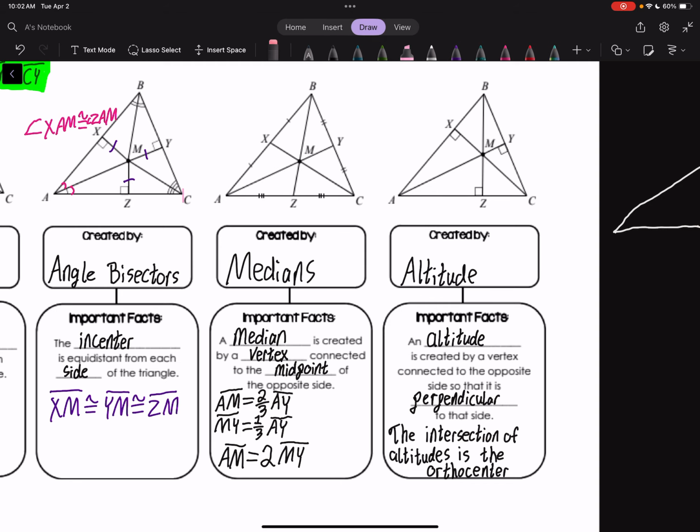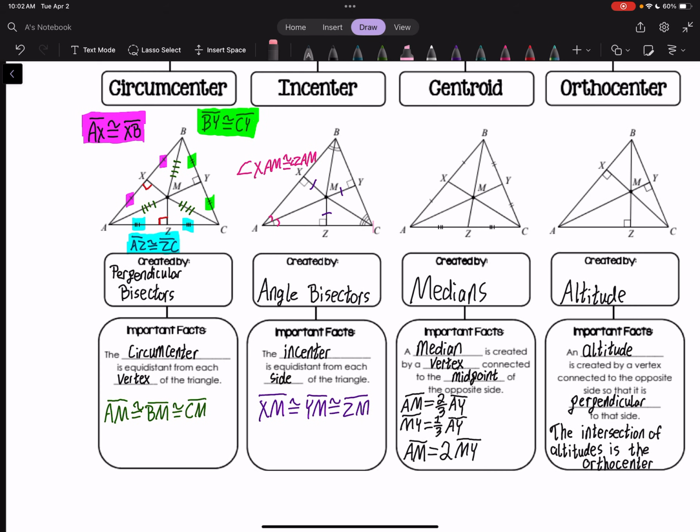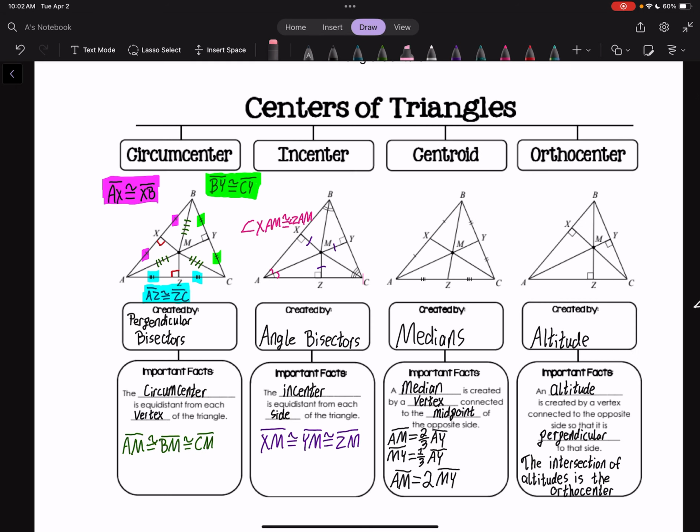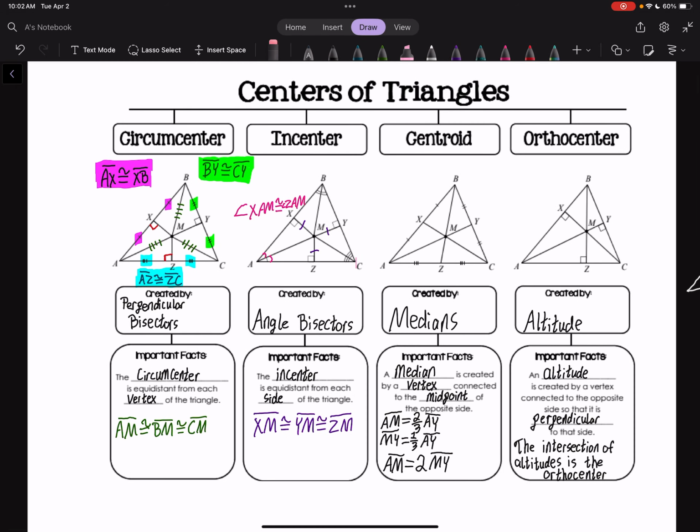That is the best that I can show you to help you to understand this. That's all we have today, just those four types of centers. The creator is what you need to look for to know which one to use. Important facts is what you need to look at to solve the problems.